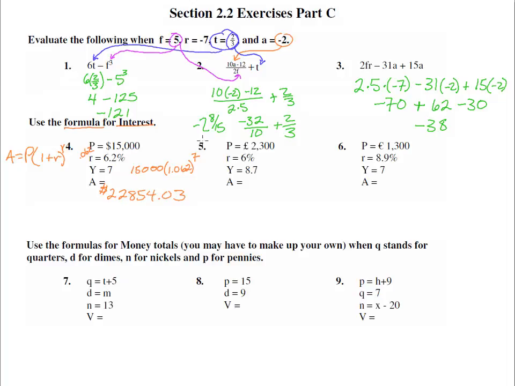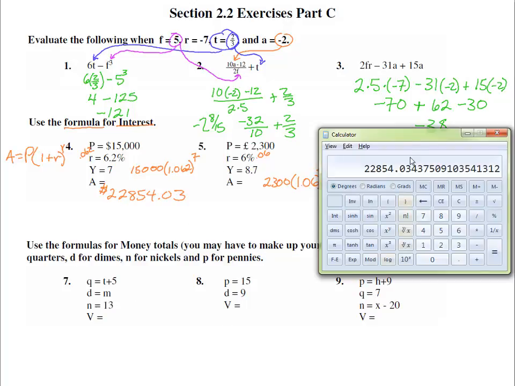Number 5, notice we're not in dollars here, we're in British pounds. Same formula. So we get that the amount is going to equal the P, 2,300, times 1 plus 6% is 0.06. So 1 plus 0.06 is 1.06. All to the 8.7 power. How do you do 8.7 power? Not really sure, but the calculator will be able to do it.